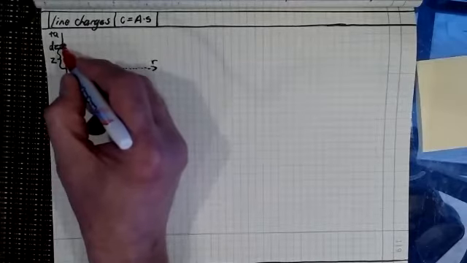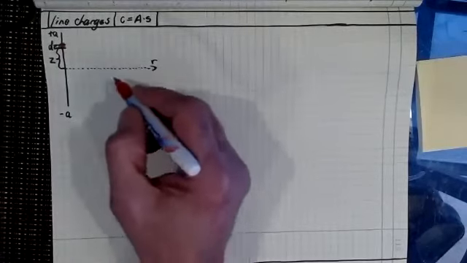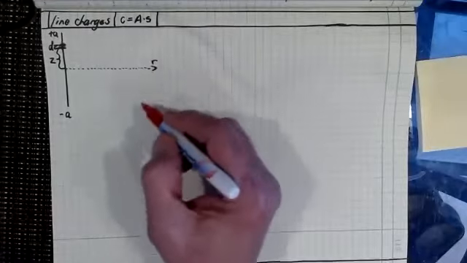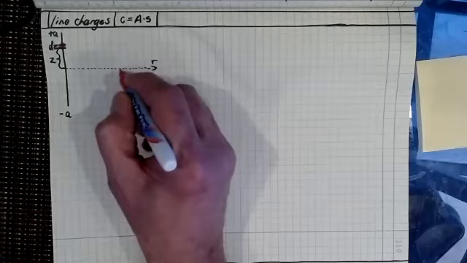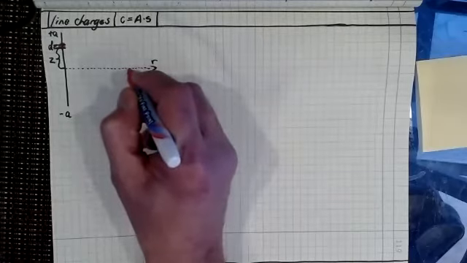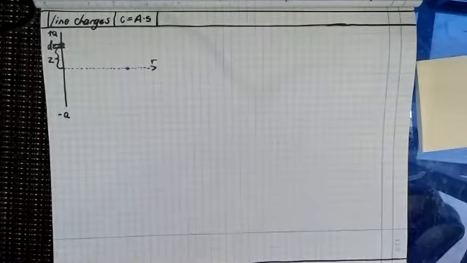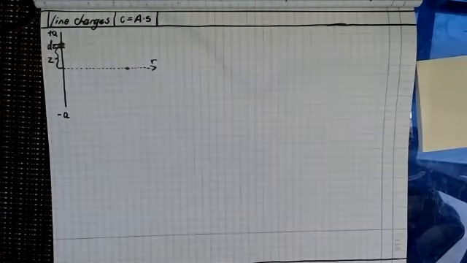Now, what we want to see is how that affects some point out here. Does it matter where the point is out here? No, not really. So I'm just going to pick any point. I'll pick this point right here. Okay, I should use the blue.